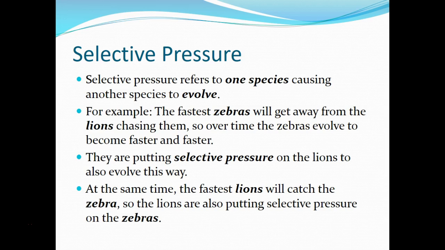Selective pressure. Selective pressure refers to when one species causes another species to evolve, when it puts pressure on that species. So a good example, if you think of predators and prey, lions like to eat zebras. So as they chase them, of course, the fastest zebras are going to get away from the lions. They're going to survive to reproduce and make more baby zebras that are a little bit faster. So the zebras are putting selective pressure on the lions to get faster. Only the faster lions will actually catch the zebras. And as they eat those and reproduce, they're going to produce baby lions that are faster. So each species is putting selective pressure simultaneously on the other to get faster.